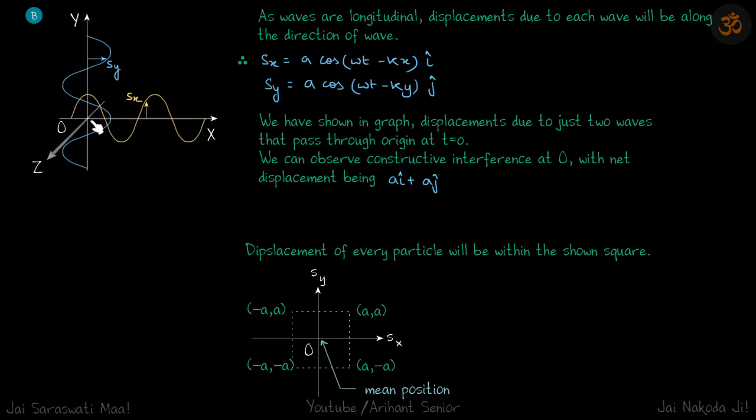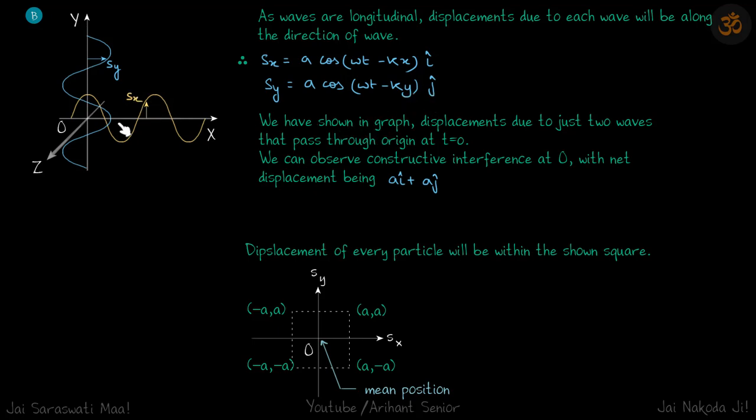So again, don't get confused. This yellow line shows the displacement of the particle in the x direction. And this blue dot here will show the displacement of the particle in the y direction. Even though it looks like this is in x and this yellow is in y, because these are longitudinal waves, I have no other way to express it. Therefore, because the waves are longitudinal, let's say the displacement of a particle Sx is a cos(omega t minus kx) i cap, and Sy is a cos(omega t minus ky) j cap.